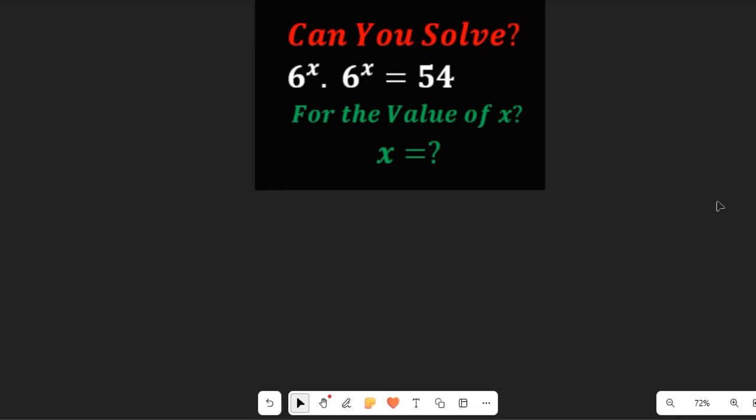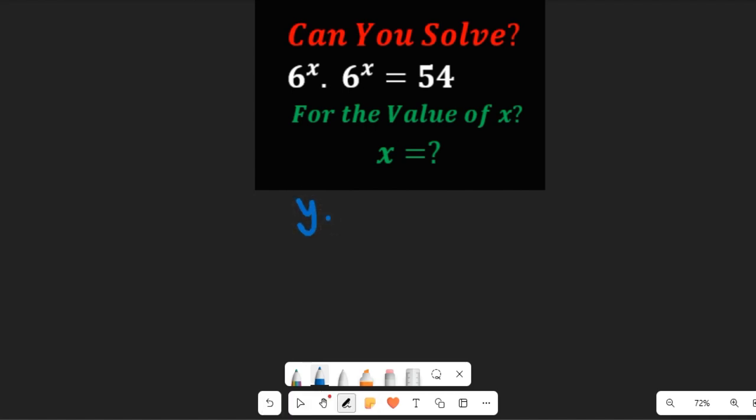Hello. Can you solve for x in 6 to the power of x multiplied by 6 to the power of x equal to 54? Now let's get started in solving this question. To solve this question, we're going to apply two laws of indices. And what are the laws of indices we can apply?